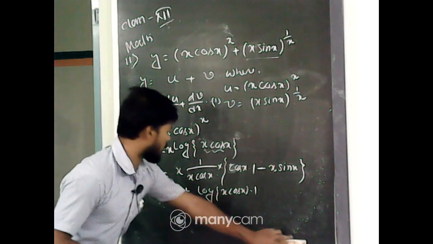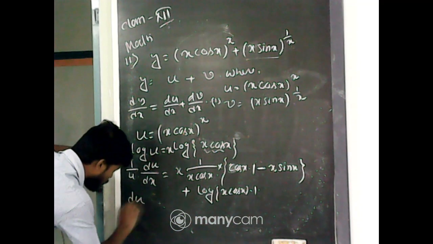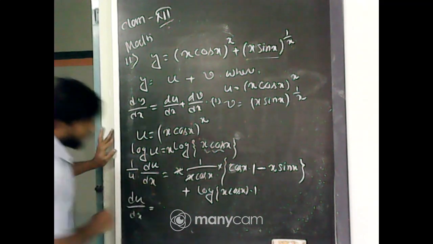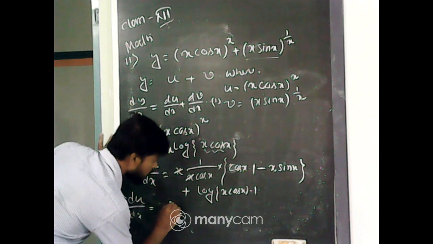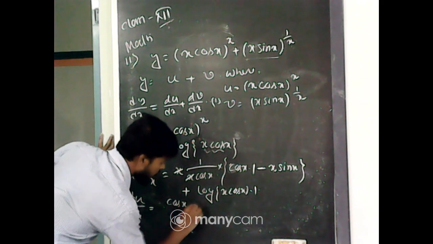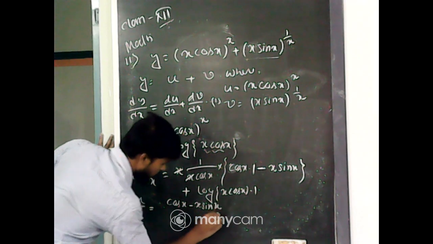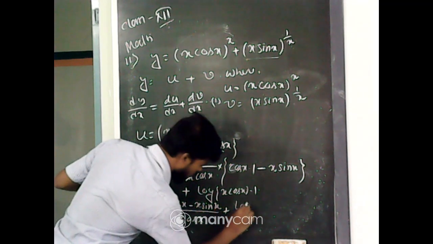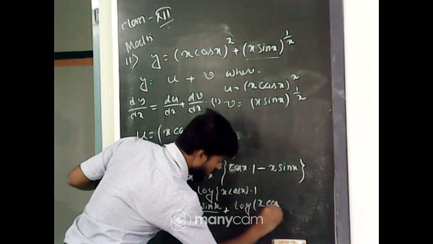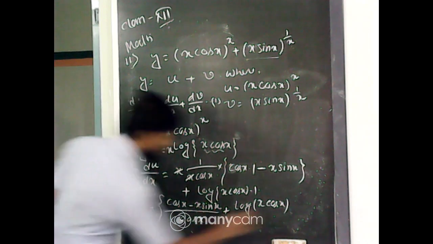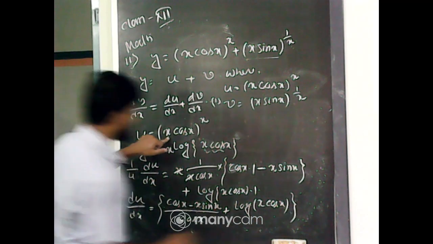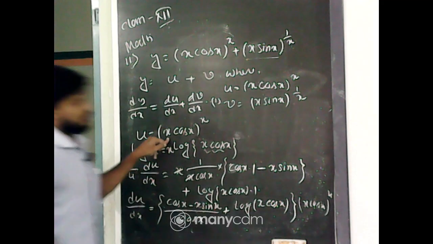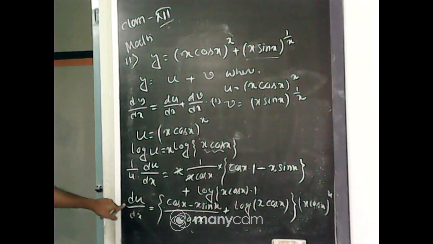So now do a little calculation and then multiply. From here we have du dx is equal to, now look, this x and this x will cancel each other. So cos x minus x sin x divided by cos x, plus log of x cos x, into the value of u, and the value of u is equal to x cos x whole to the power x. So this is the value of du dx.